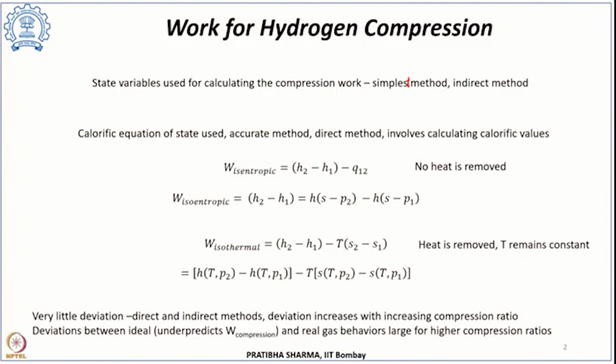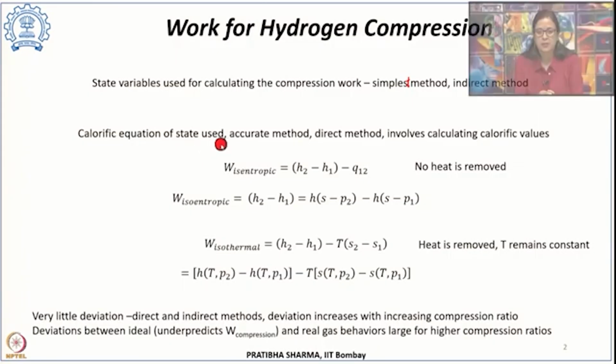This is the simplest method for calculation, and it is also known as an indirect method. However, if instead of the state equation we use the calorific equation of state to calculate the work of hydrogen compression, this method is a direct method and it is a more accurate method to find the work of compression. In this direct method, we have to calculate the calorific values.